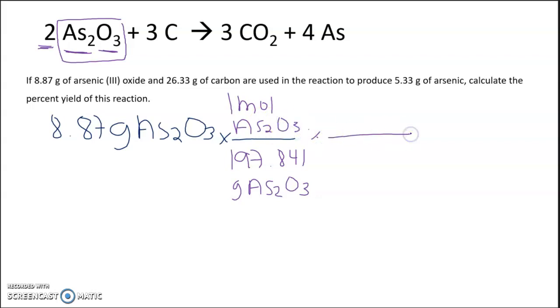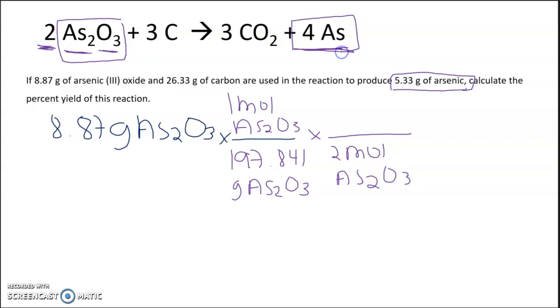Now we're at moles, so we need to use our mole ratio, which is our coefficients. And I'm solving for arsenic because the problem, my actual yield, was arsenic. So that's why I'm solving for arsenic and not carbon dioxide, because my actual yield is grams of arsenic. And so my mole ratio for As2O3 is a 2. So I'm going to put that 2 moles As2O3 at the bottom, so that moles of that cancel out, and that equals moles of arsenic.